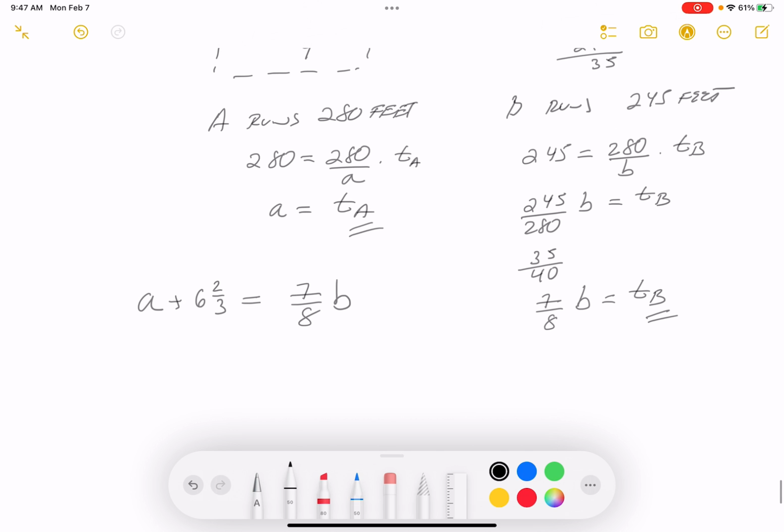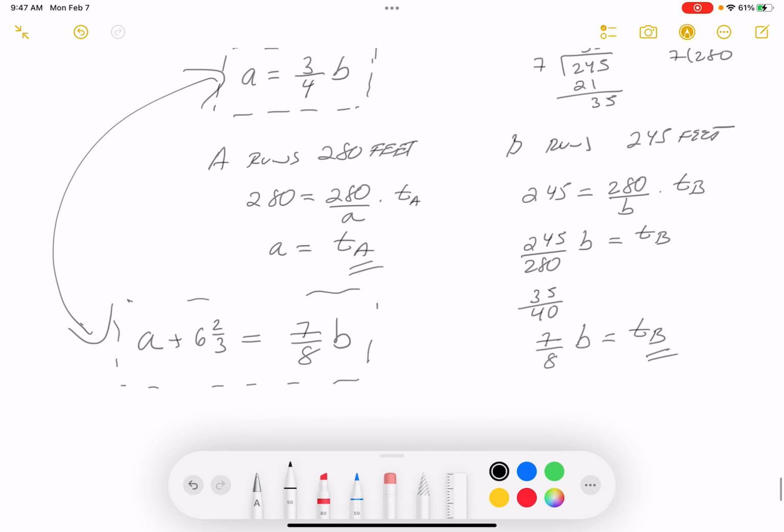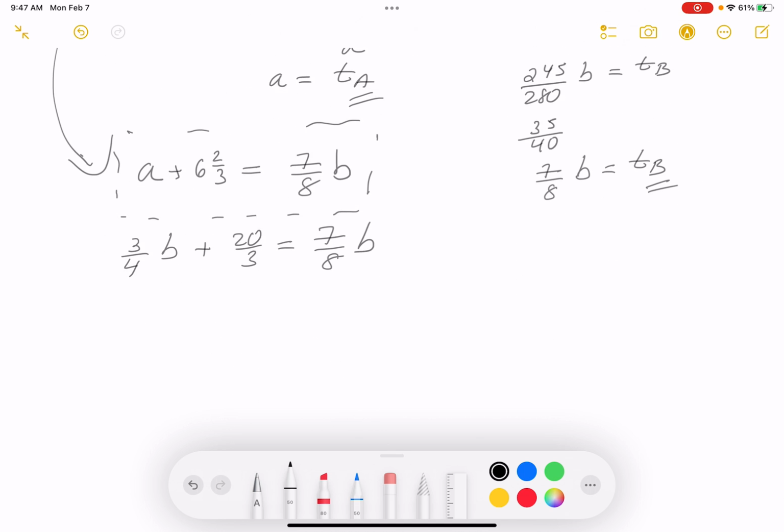Well, I got another relationship. I got this one here. And where's the other one? Right up here. I got 2 relationships now. And I'll write it down for you. And so A is 3/4 of a B. Now 6 2/3, what's that going to be? 18 23rds, right? Equals 7/8 of a B. Don't panic yet. We have to solve this out.